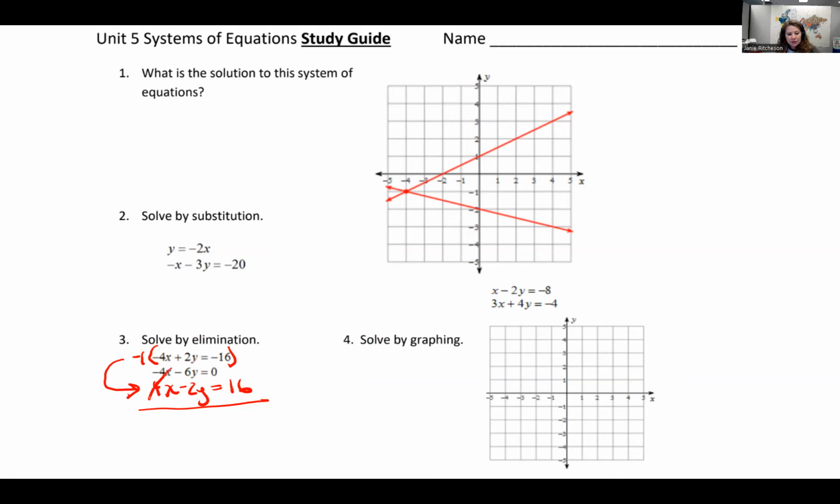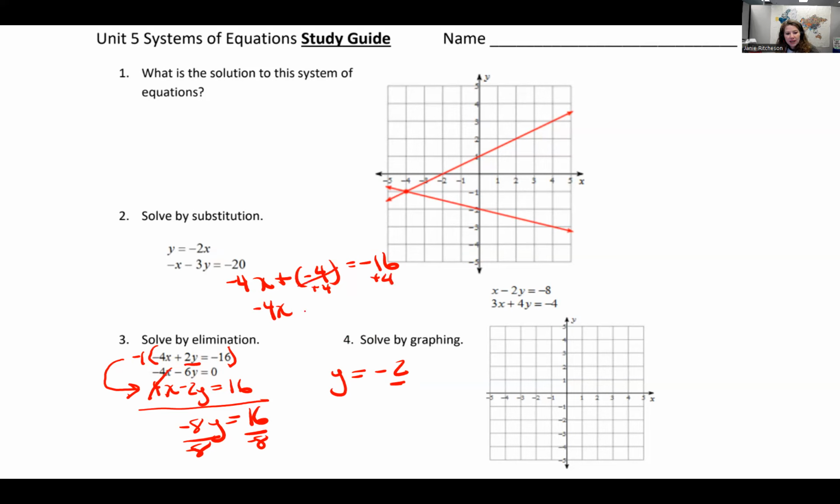So my x's cancel. -6y combined with -2y is -8y equals 16. When I divide both sides by -8, I get y equals -2. And then I'm going to plug this into one of the equations. I'll just take the first one. So the top equation is -4x plus 2 times -2. 2 times -2 is -4, equals -16. I want to get rid of -4. The only way to get rid of -4 is to add 4.